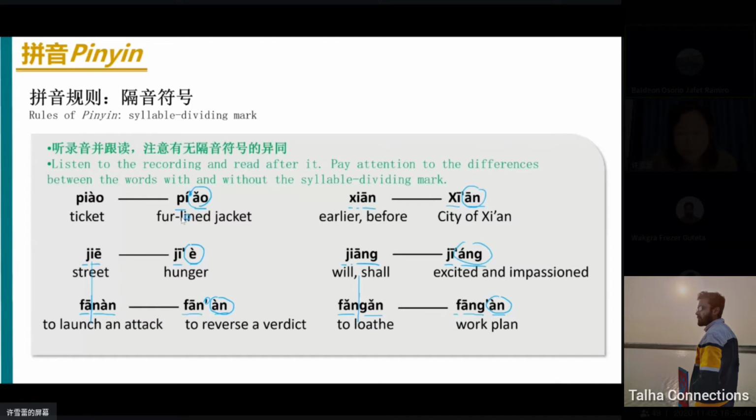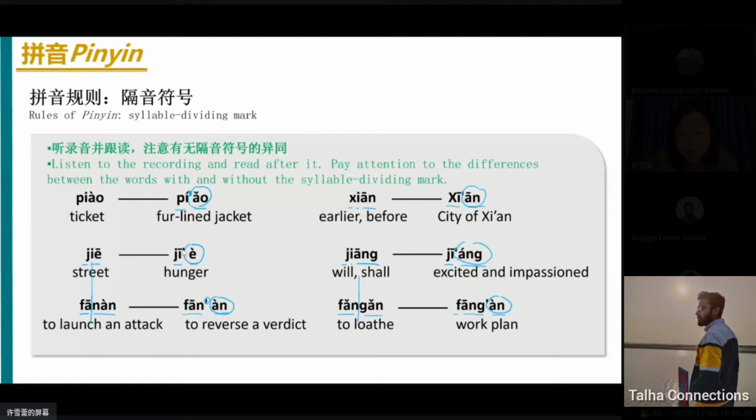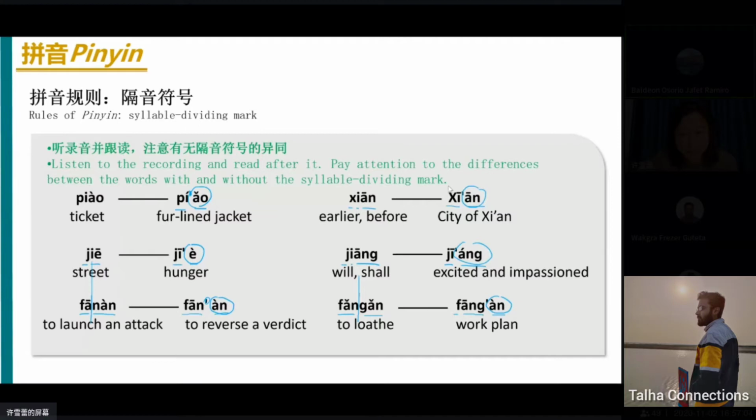The tone here, don't worry about the tone. I just want you to say that if we hear a dividing mark, there are no longer one syllable. There are two syllables.